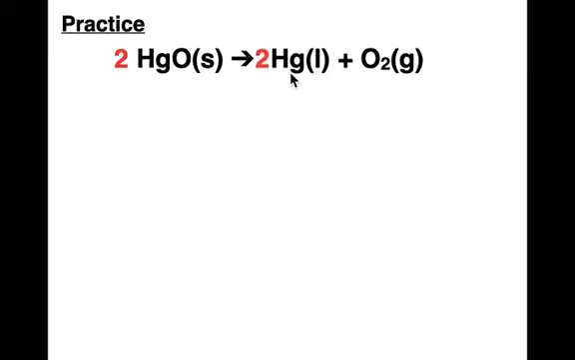Okay, so why don't you try this one? So it's mercury 2 oxide. So see if you can write a balanced equation for it. Stop the video. All right, so let's take a look. We know that mercury is a liquid and oxygen is a diatomic gas. And then to balance the reaction, we need to have 2 here to balance the oxygens and a 2 here to balance the mercury.